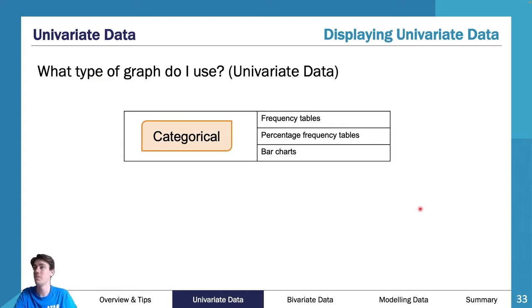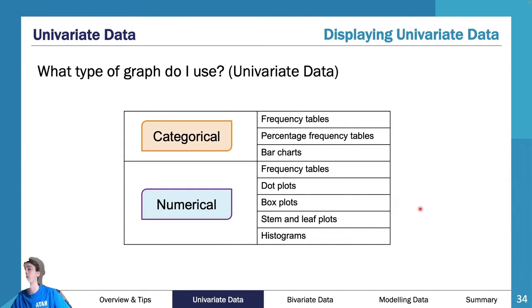So let's start off with what type of graph do we use. This is a really good little summary to go in the smaller side of the summary book. So a really good summary to say, all right, if I've got categorical or numerical data, it's going to go in one of these three types of graphs or tables.